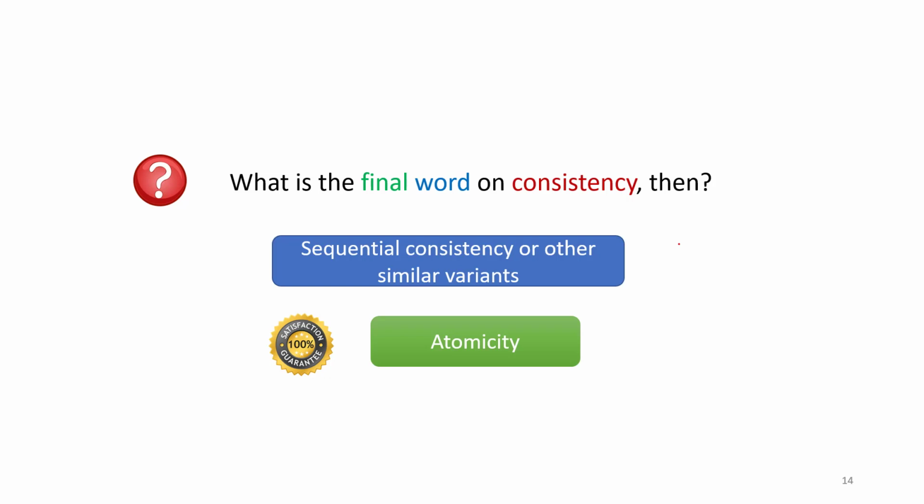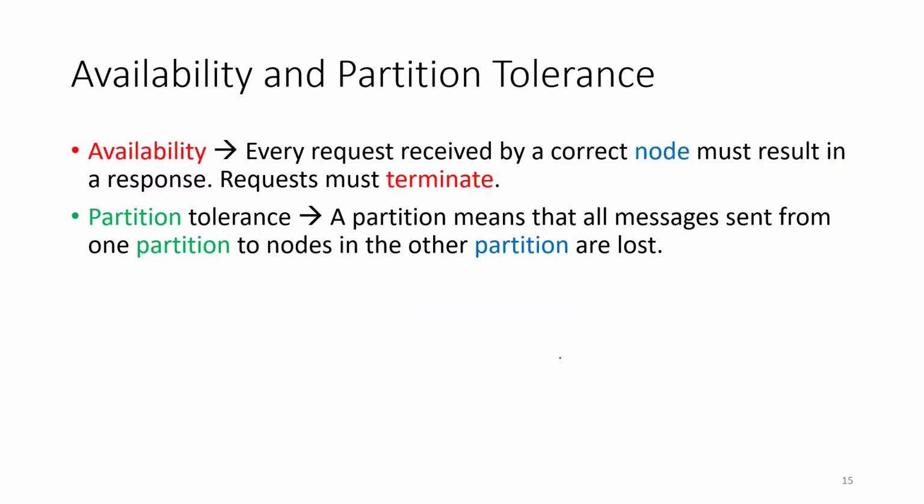It is that sequential consistency or other similar variants and client-centric models, everybody relies on atomicity. So we will also primarily focus on atomicity as the C in consistency. The rest two are easy. The rest we have discussed, that is not a big deal. The first is availability, which is that every request received by a correct node must result in a response, which means requests must terminate. So request termination is guaranteed in the sense that every request has to result in a response.